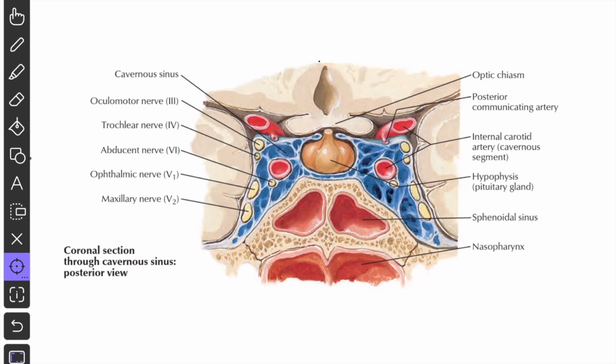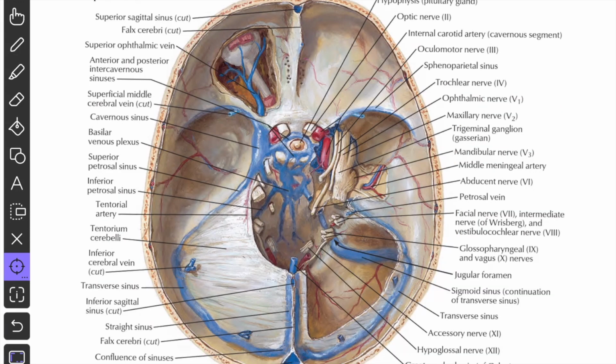Next we'll see the tributaries of the cavernous sinus. So the first tributary is the superior ophthalmic vein. Next you have a branch from the inferior ophthalmic vein. Sometimes the central vein of the retina. Then you have the superficial middle cerebral vein. So here it is cut. The superficial middle cerebral vein also drains into the cavernous sinus.